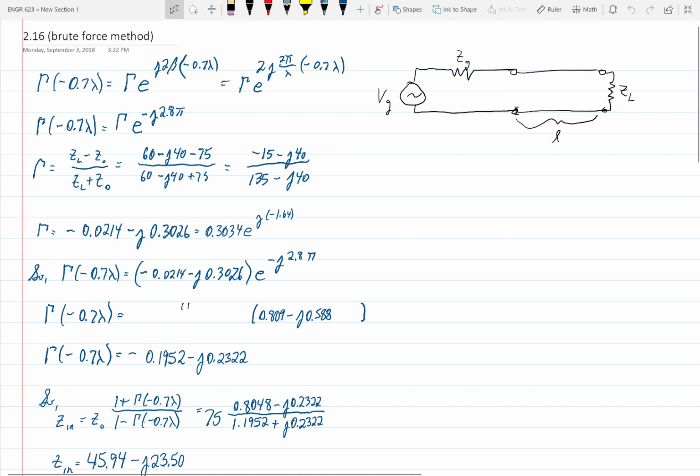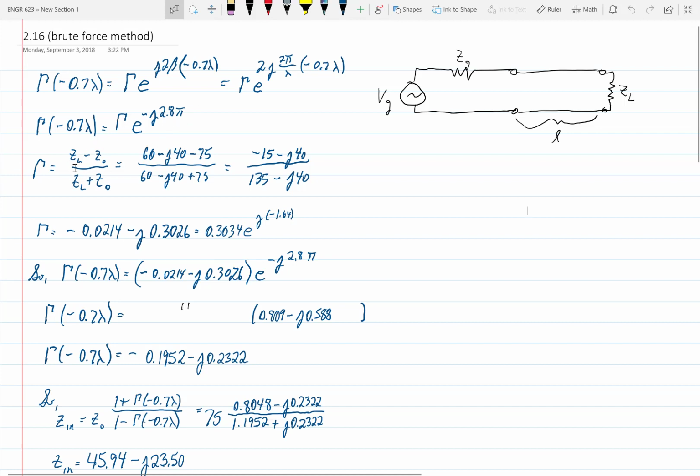And to find the input impedance, we need to find the reflection coefficient here at the input to the line. So that's what we do. That's what we begin calculating, is gamma of negative 0.7 lambda. And that's equal to gamma of 0, e to the j beta times minus 0.7 lambda. And when we plug in here that beta is equal to 2 pi over lambda, this becomes gamma of negative 0.7 lambda equals gamma e to the minus j 2.8 pi.